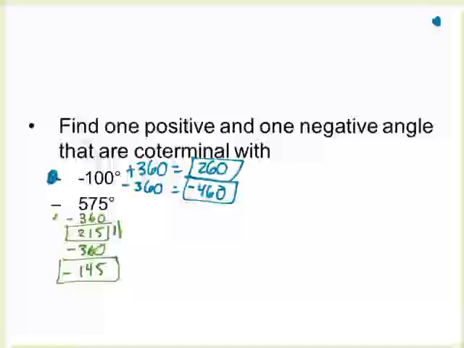Okay, so add and subtract 360 as necessary to get to one positive answer and one negative answer. Questions on coterminal angles? You don't need to graph them as well. You can do it without graphing. But if you would graph them, they would all land in the same place.